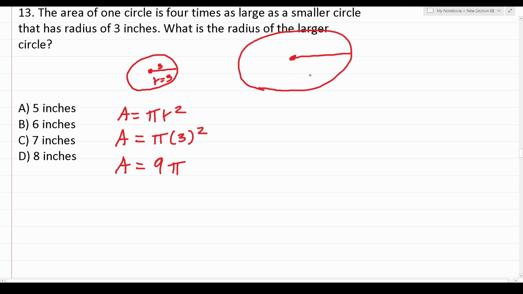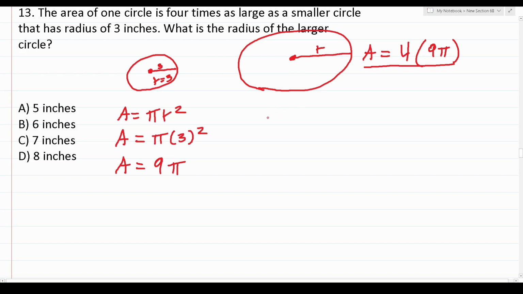Well, what do we know about this bigger circle? Again, we're told the area of this bigger circle is 4 times the area of the smaller circle, which is 9 pi. All right, so let's plug in 9 pi there. All right, we're going to keep this in mind as we work out the area of this bigger circle. Again, this is its radius.